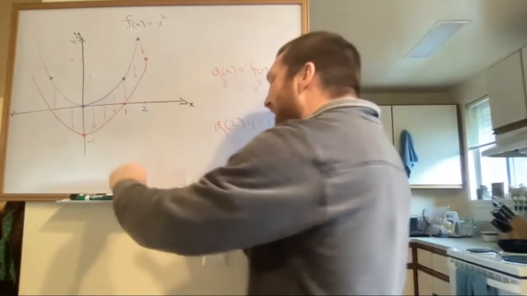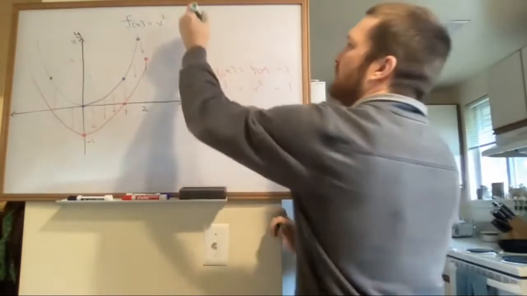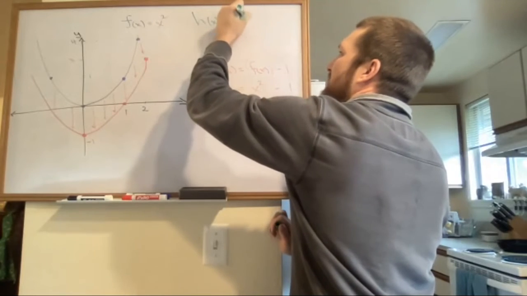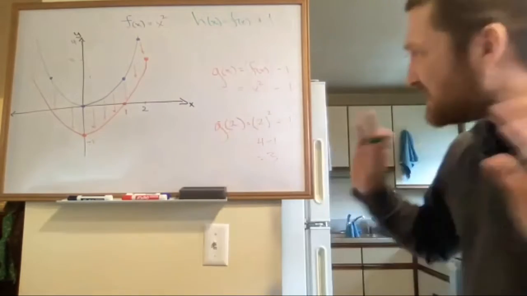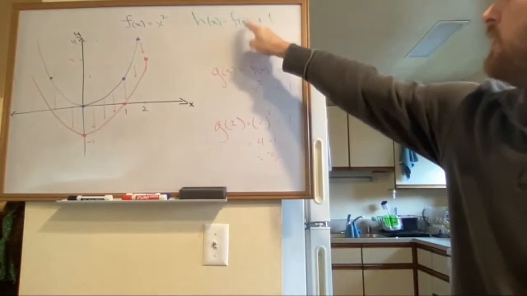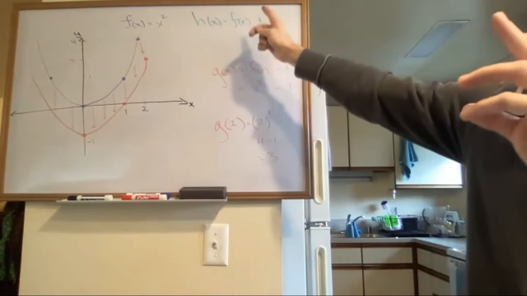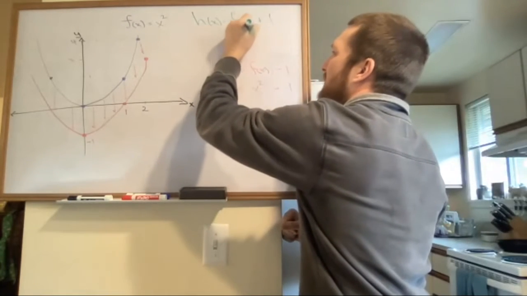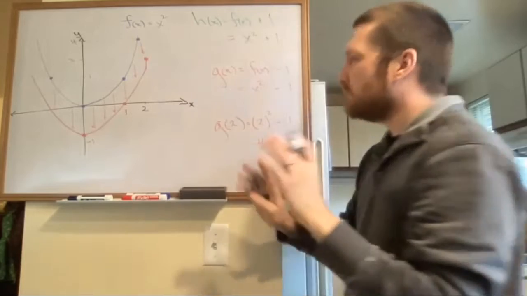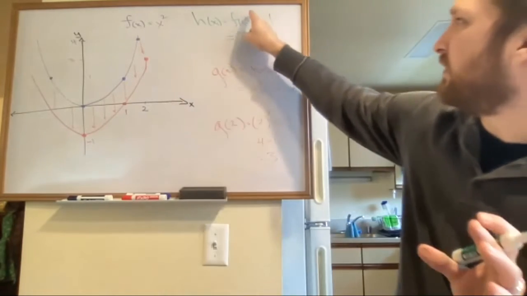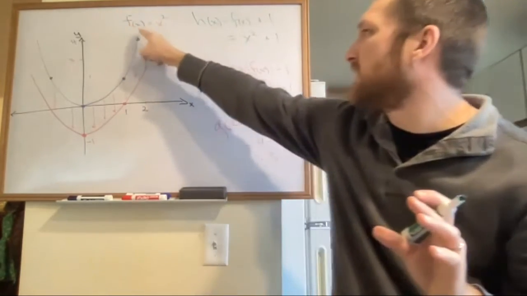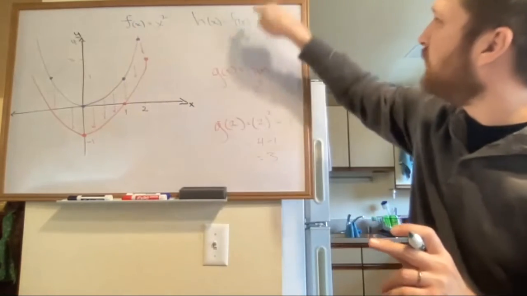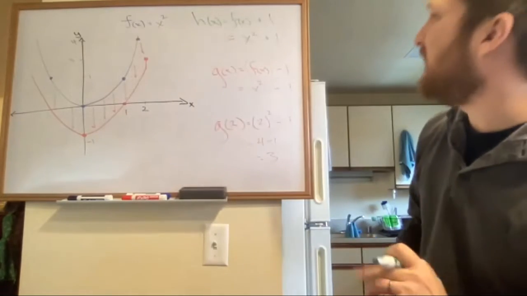Similarly, if I add to the function, let's do a new function, h of x equals f of x plus 1. This says we take the outputs of f, whatever they happen to be, and then add 1. The outputs of f are just whatever you get when you square x. So I could replace this symbol with x squared, and now I have a new function, h.